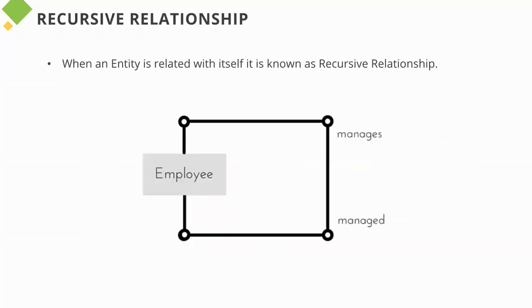So, there is a different kind of relationship, that is the recursive relationship. Like employee managers, where an entity is related with itself. Employees manage, and employees also will be managed. So, this is how recursive relationships are denoted.